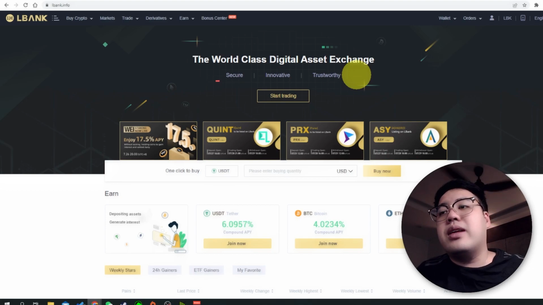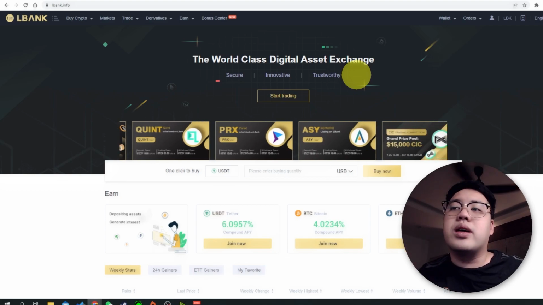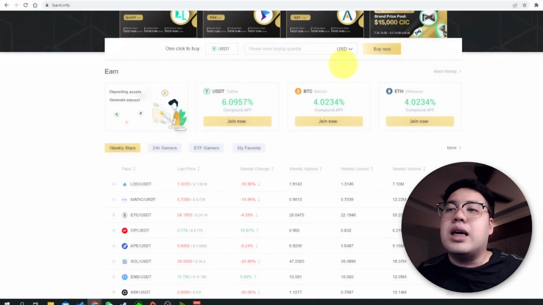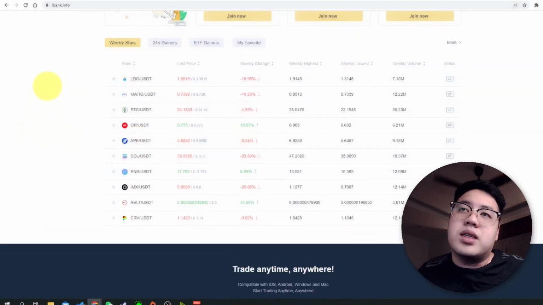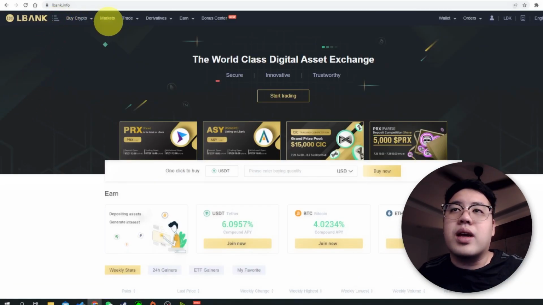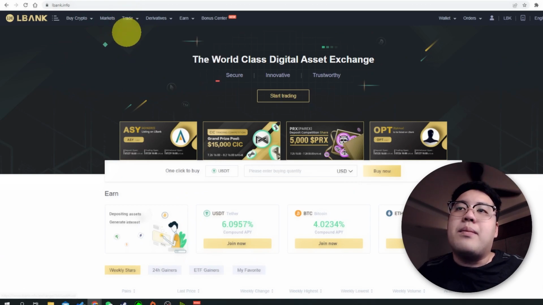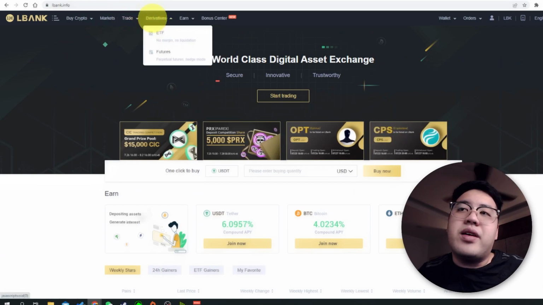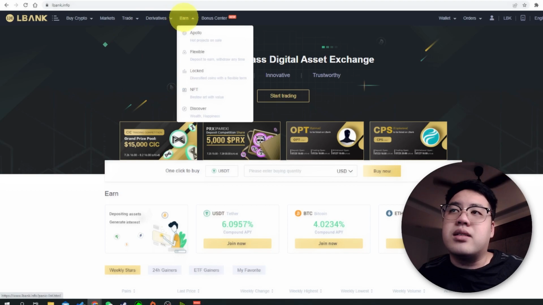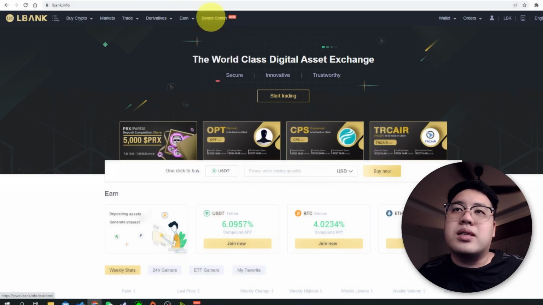Once you get my referral link, register an account and log in, this will be the home page, and this is all the pairings that you will see. Of course, if you want to see more, you can always go to Trade, where there is spot trading, derivatives, futures, and ETF, there is Earn, and there is even the Bonus Center.